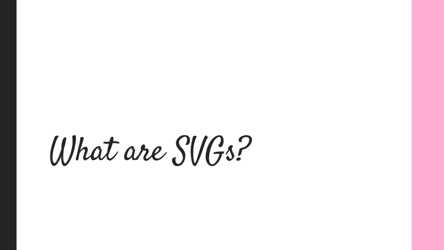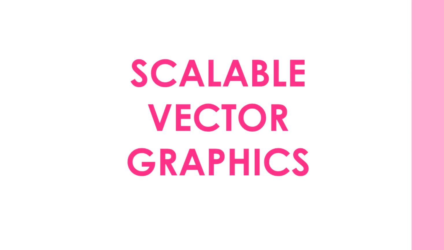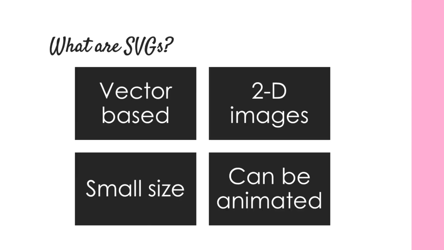So let's get started. So what are SVGs? SVGs actually stand for Scalable Vector Graphics. These are vector-based 2D images that can easily be manipulated and animated. The best thing about SVGs is they are small in size, which makes them easy to store and share.